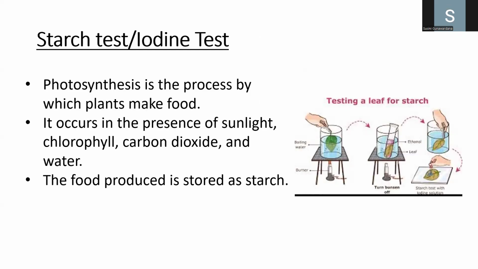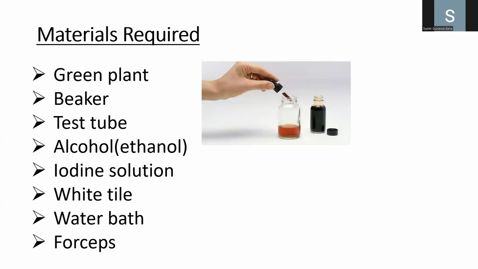Okay, we'll move on to today's topic, that is the starch test or the iodine test. Photosynthesis is the process by which plants make food. It occurs in the presence of sunlight, chlorophyll, carbon dioxide, and water. The food produced is stored as starch. So these are the materials necessary for this test. We need a green plant, a beaker, a test tube, alcohol or ethanol, iodine solution, a white tile, a water bath, and a faucet.